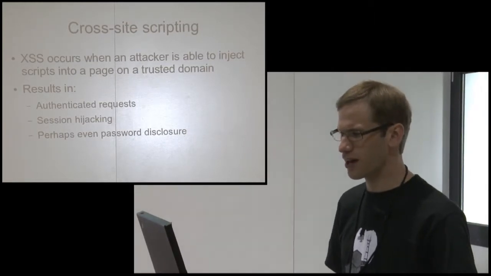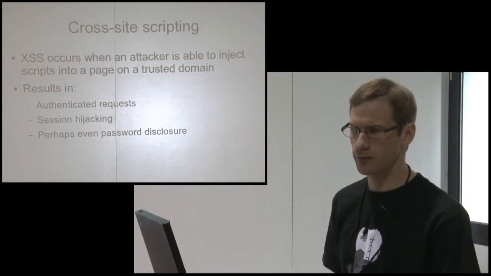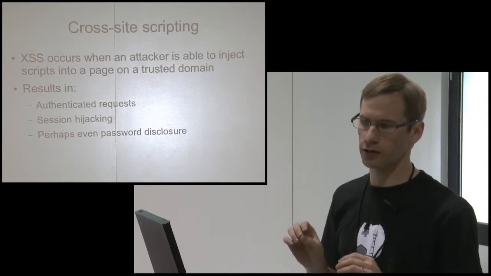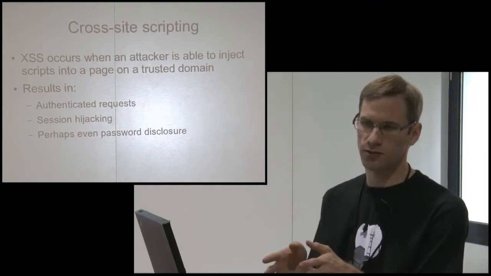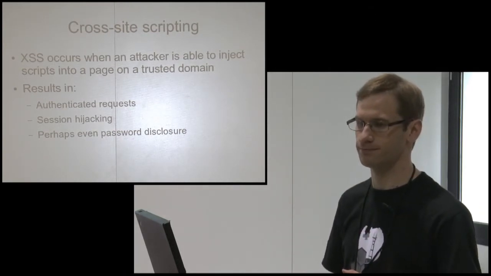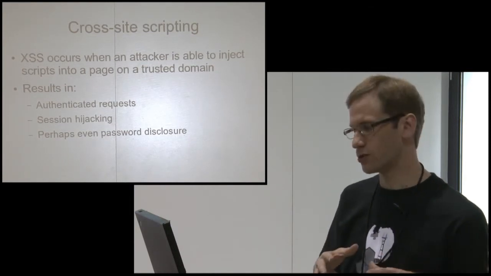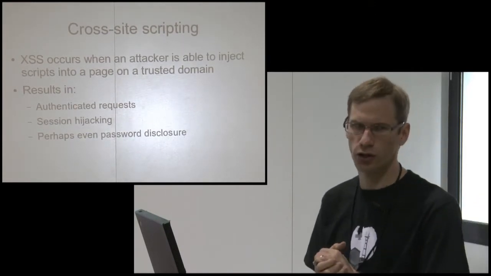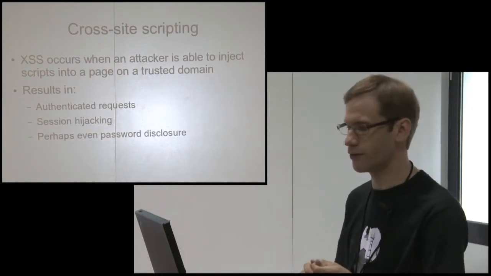It occurs when an attacker is able to inject JavaScript into a page on a trusted domain. So the attacker controls what JavaScript is inserted in there, usually by including the JavaScript in a URL. So you might visit an external web page and then they redirect you back to the victim web page. Then the user sees that script. It results in any authenticated request can occur. So on Wikipedia, that might mean editing pages or blocking users or whatever.